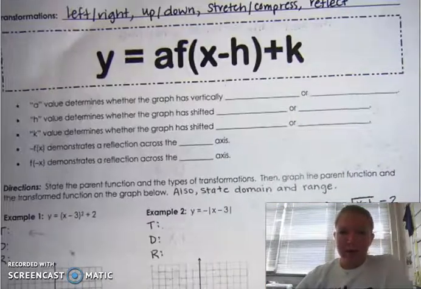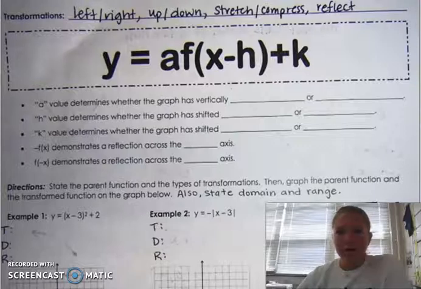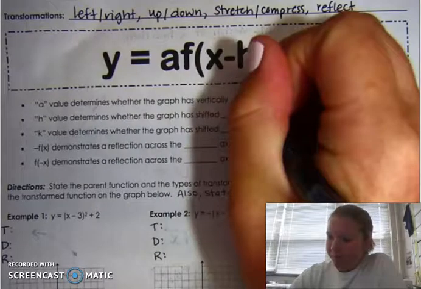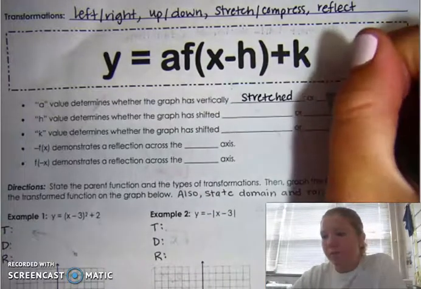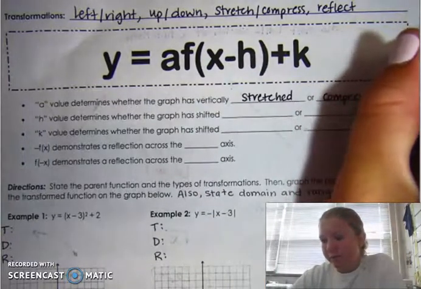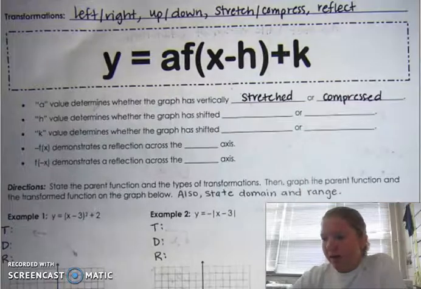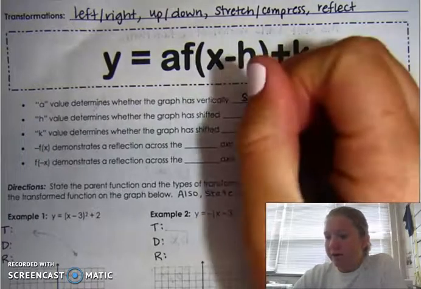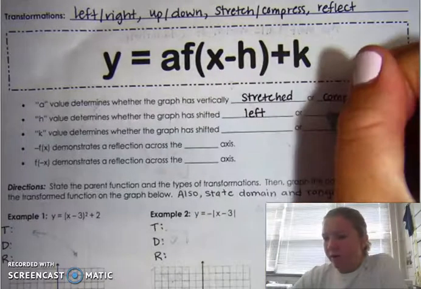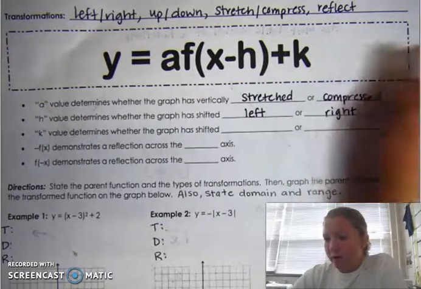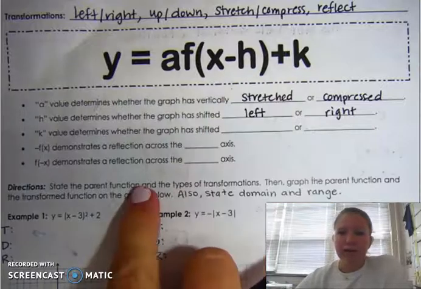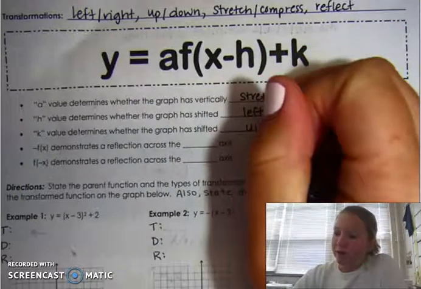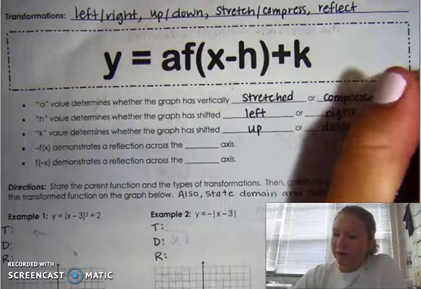So a determines whether the graph has vertically stretched or shrunk, and I'm going to use compressed here. h determines whether the graph has shifted left or right, and we've talked about how it's opposite of what you would think because of this negative h. k determines whether we shift up or down, and that is true to its sign.